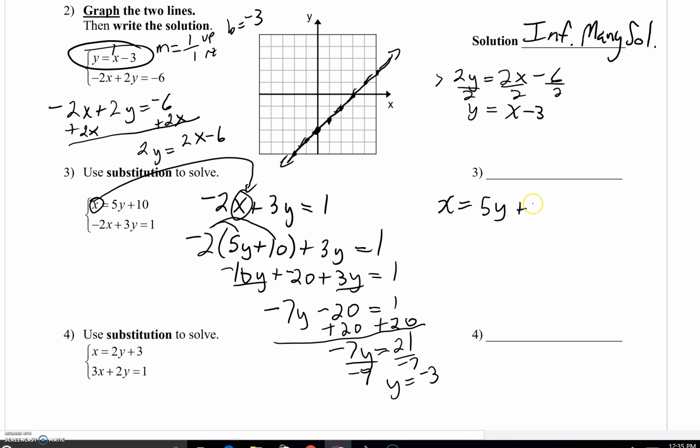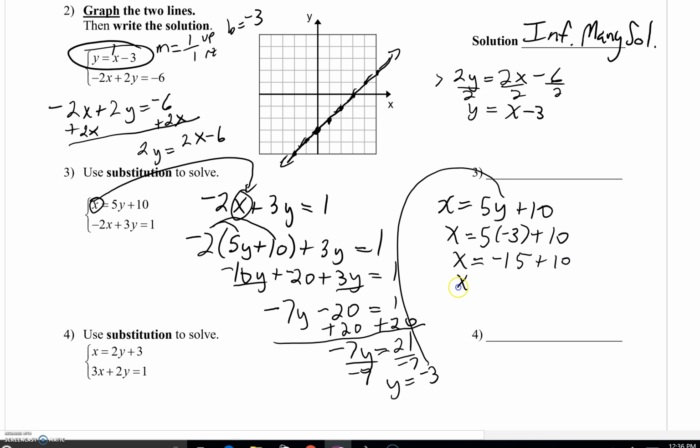X, from the very beginning, was 5y plus 10. But now I'm going to plug in my y value of -3. And 5 times -3 is -15. -15 plus 10, you can quickly arrive at -5.